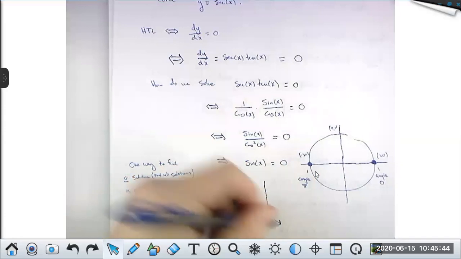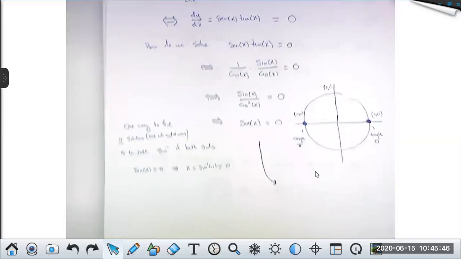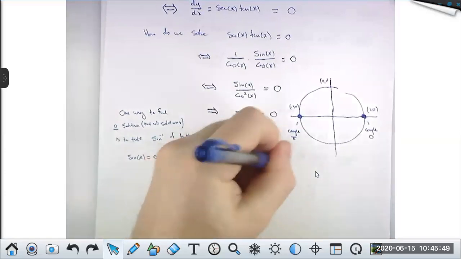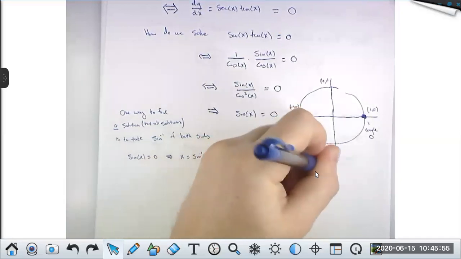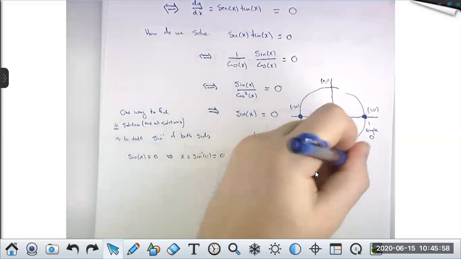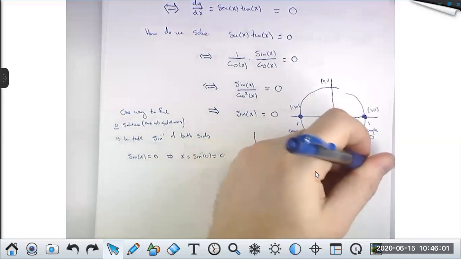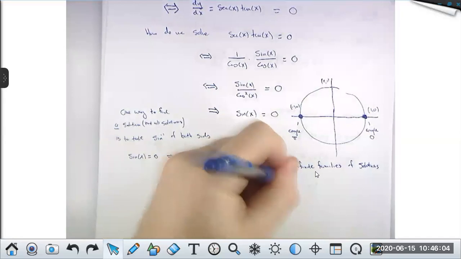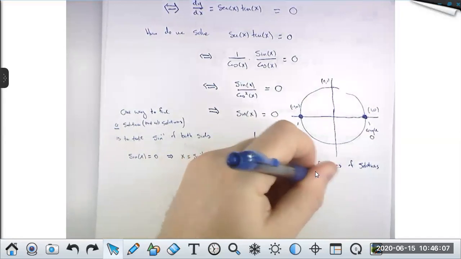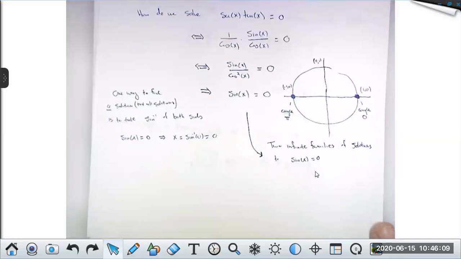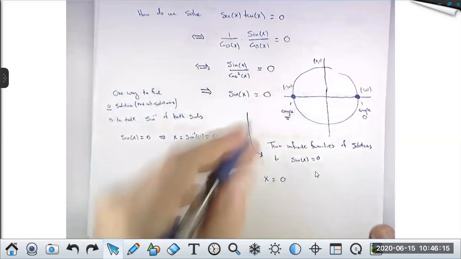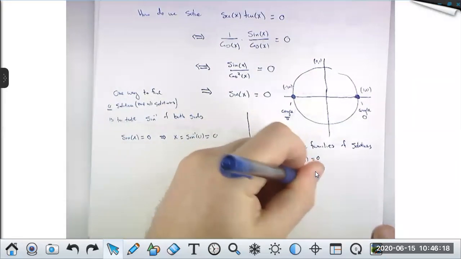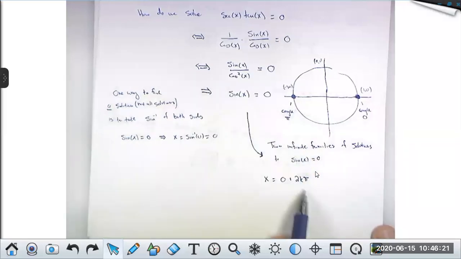Now, since the sine function is periodic with period 2 pi, I end up with two infinite families of solutions to sine x equals 0. The first is x equals 0, this fundamental solution, plus 2k pi. Because the period of the sine function is 2 pi, I need to be able to add any multiple of that period back to it.